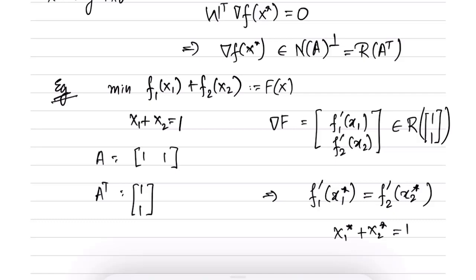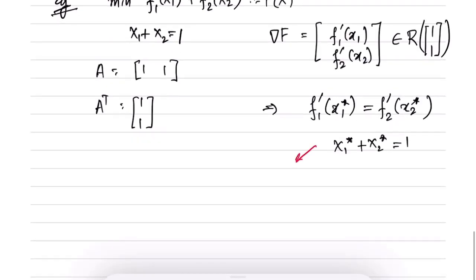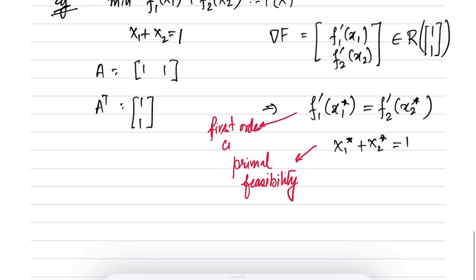So essentially these have names. This is called the primal feasibility, and this is called the first order condition.